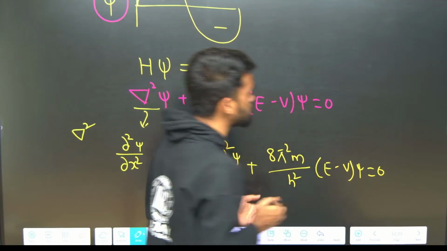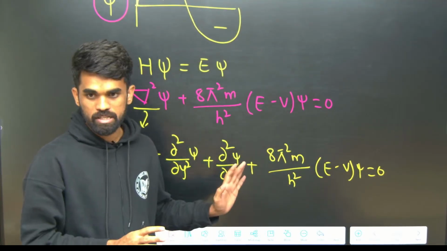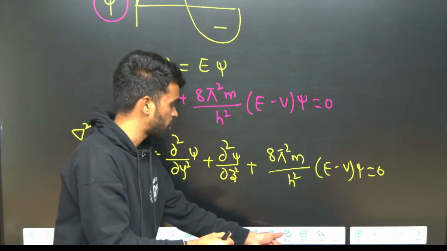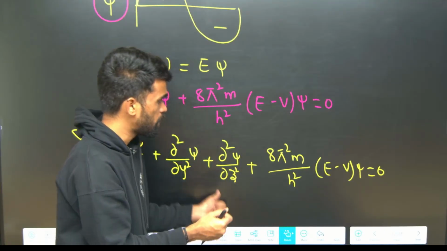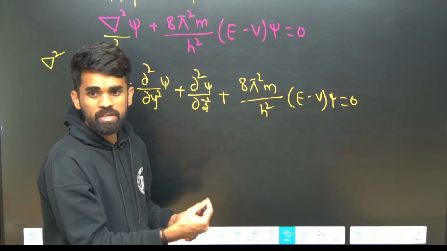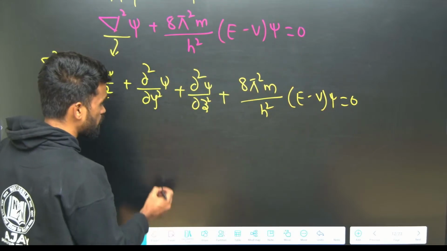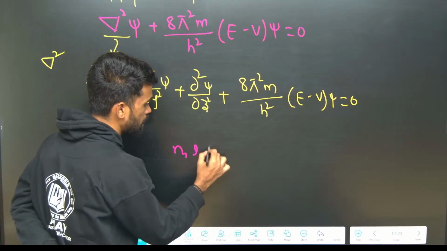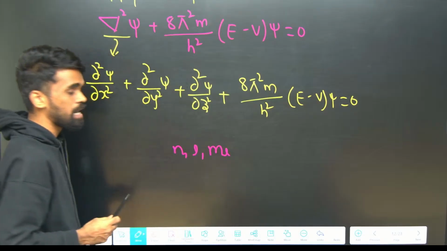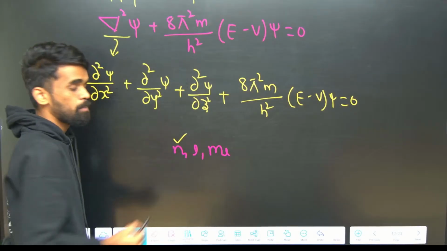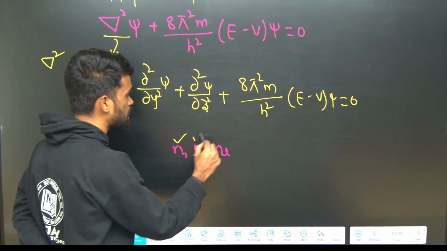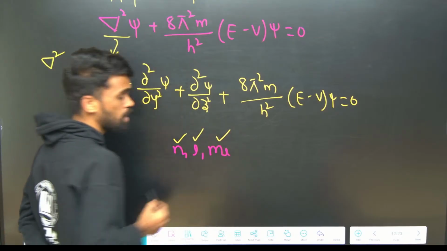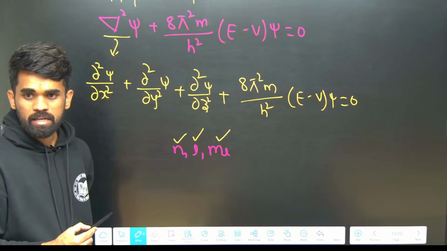What is this? E is the total energy, V is the potential energy. They do not ask how to solve the Schrodinger wave equation for hydrogen atom, but upon solving it, what we got for hydrogen atom are some numbers: N, L, Ml. So what are these N, L, Ml? N is called the principal quantum number, L is called the angular or azimuthal quantum number, and Ml is called the magnetic quantum number.